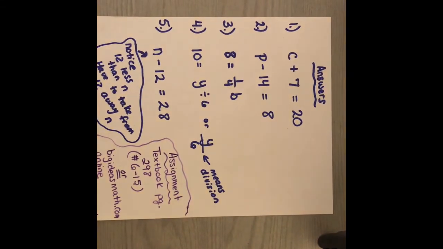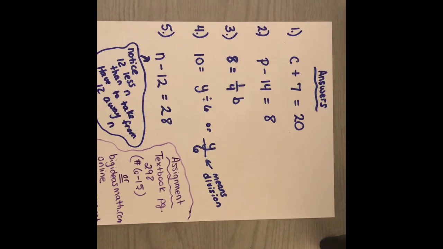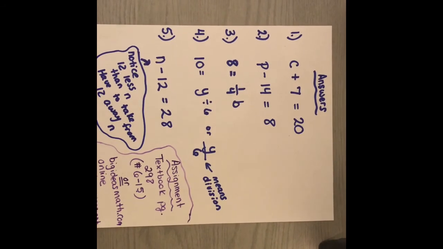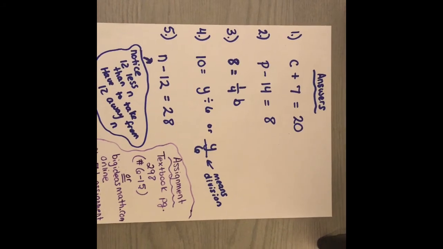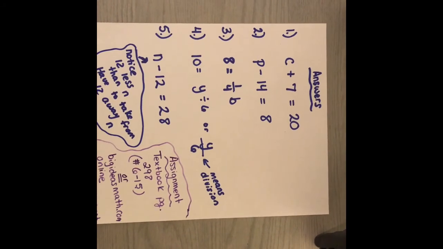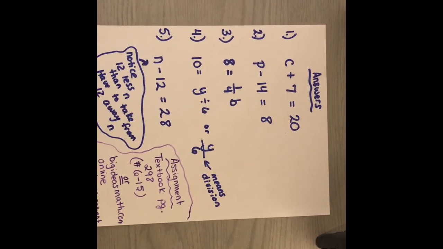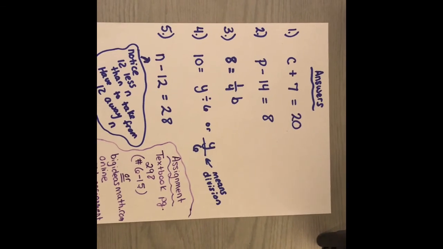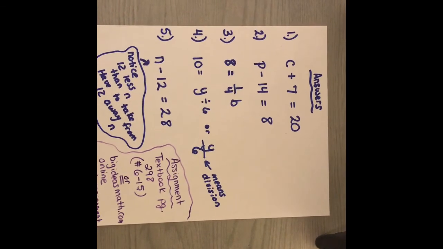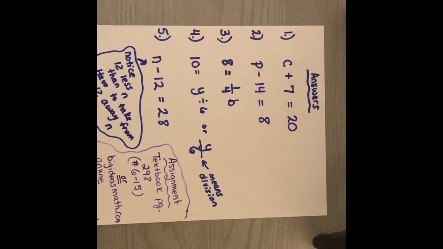Okay, here are the answers. For number 1, I did that one with you. We would have c plus 7 equals 20. Number 2 would be p minus 14 equals 8. Number 3 was a little tricky. You have to start with 8 equals. That's where the equal sign is.